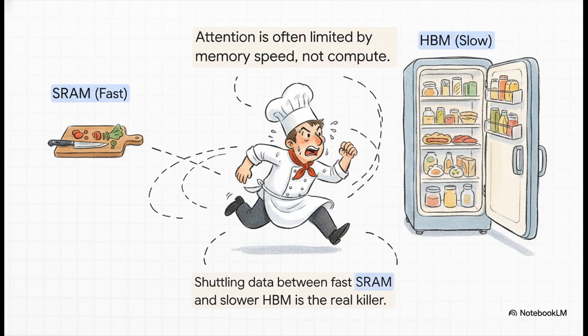The self-attention mechanism, the heart of the transformer, is often bottlenecked not by how fast the chip can do math, but by memory speed. So imagine your super fast on-chip SRAM is a tiny little cutting board, but your much bigger, much slower HBM memory is the fridge. Standard attention is like a chef who runs back and forth to the fridge for every single ingredient, one by one. The travel time is what kills you.